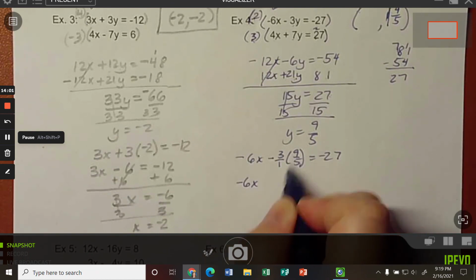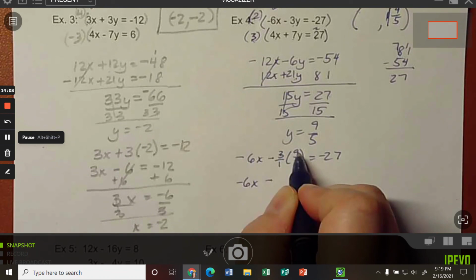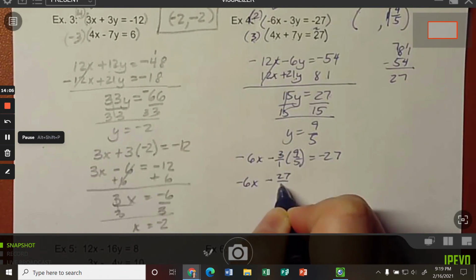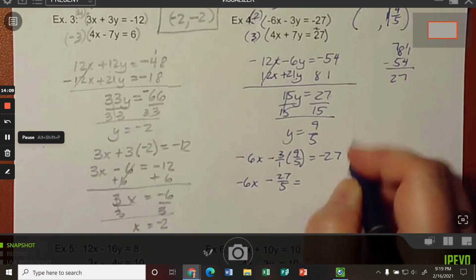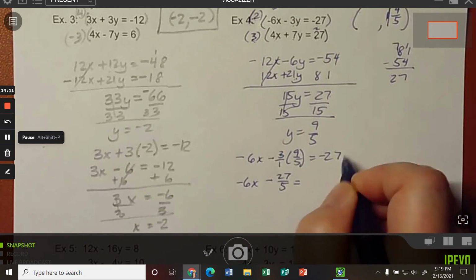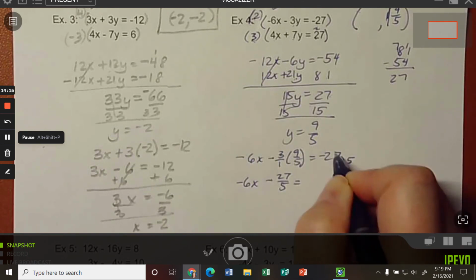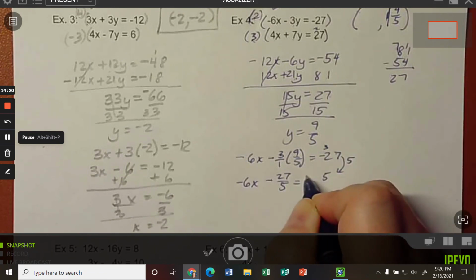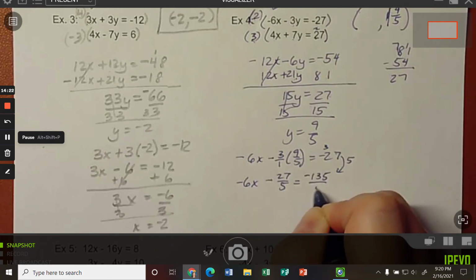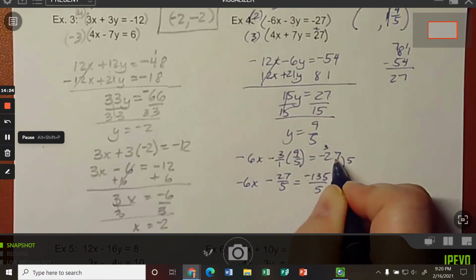Negative times a positive is a negative. 9 times 3 is 27, so negative 27/5 equals... and then I see I'm going to need to add like terms, so I'm going to go ahead and make this into fifths. Instead of negative 27, I'm just going to multiply that by 5 to make it fifths, so that's going to be negative 135 fifths. Okay, so negative 135 fifths is the same as negative 27.